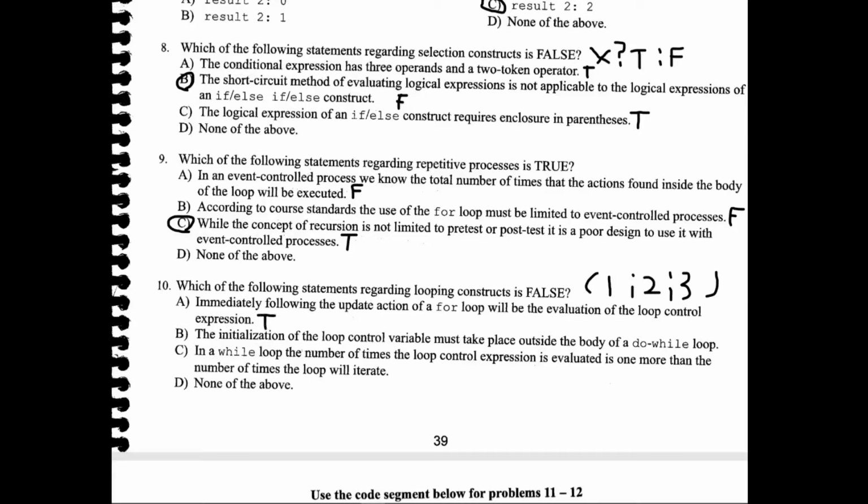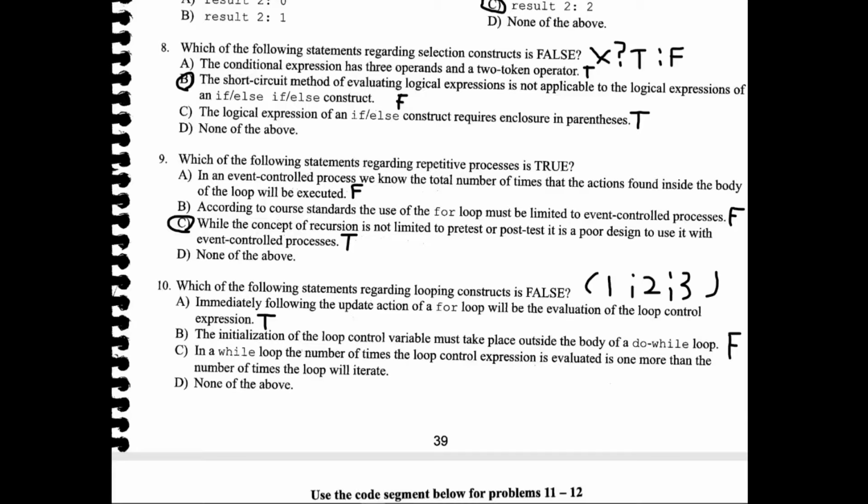B, the initialization of the loop control variable must take place outside the body of a do-while loop. So the good thing about a do-while loop is that it's always going to be executed once. And so if you wanted to initialize the loop control variable inside the do-while loop, you could do that because you know it's going to, at a minimum, be initialized once. So you can say this is actually going to be false because you can initialize the loop control variable inside the body of the do-while loop.